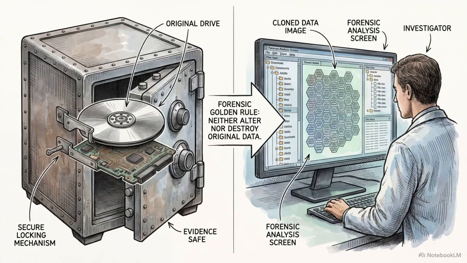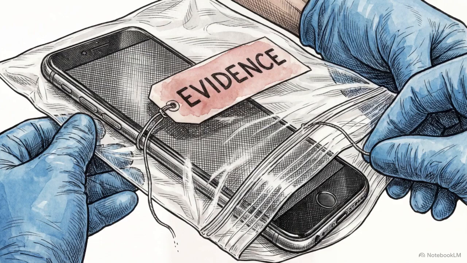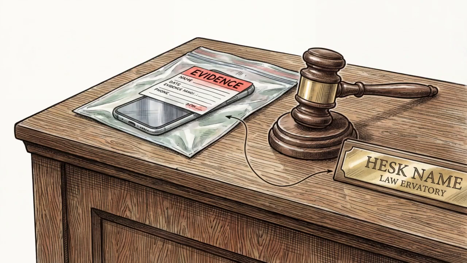This math dictates the golden rule of digital forensics: securely store the original device and perform all analysis exclusively on the verified forensic copy. Matching hash values provide the technical verification required to show that the evidence remains unchanged from the moment of collection. But technical verification in the lab is only effective if it translates back to the administrative and legal realities of the case.